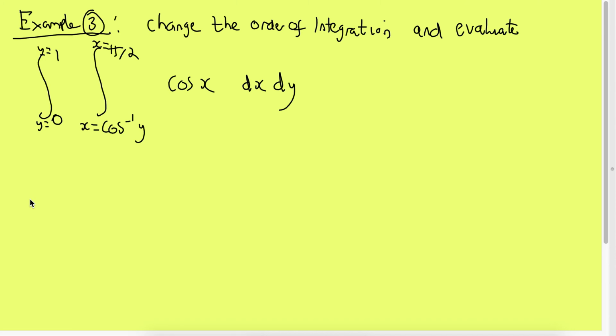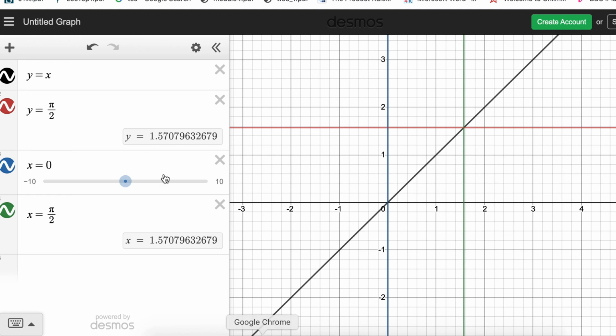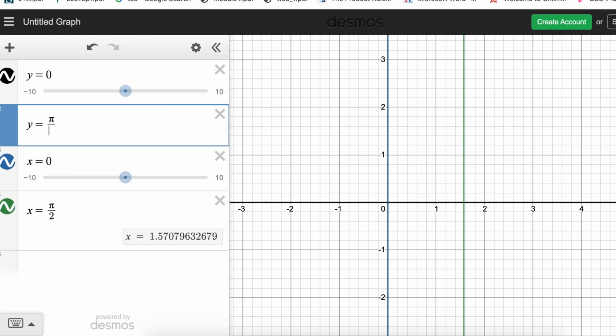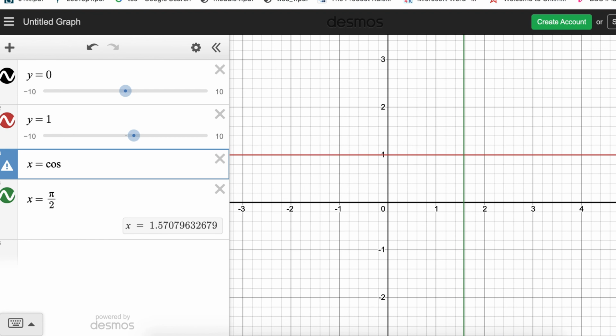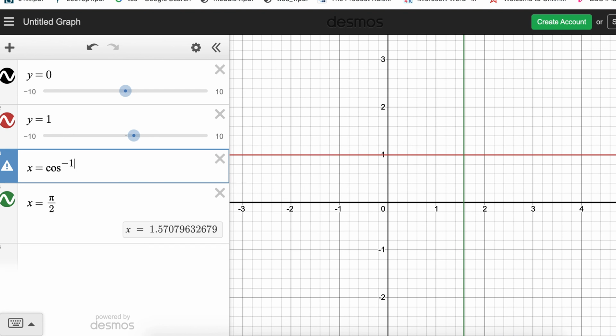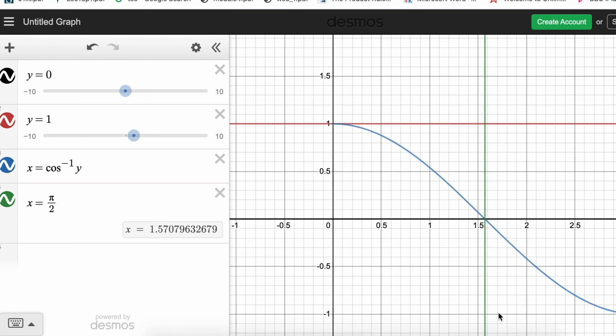Right, so now we've got these lines that I need to draw. So I need to go in my graphing software and draw x equals pi by 2, x equals inverse cos y, y equals 0, and y equals 1. Like that. Okay, so let's have a little look at my region this time. y equals 0 is this line here, y equals 1 is this line here, x equals pi by 2 is this line here, and x equals inverse cos y is this line here.